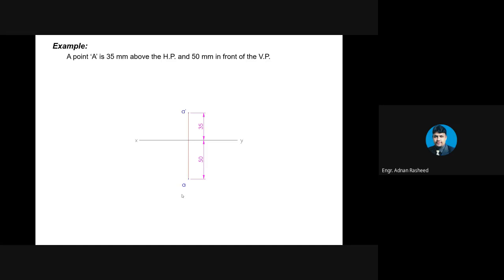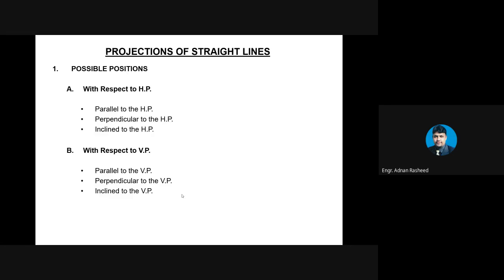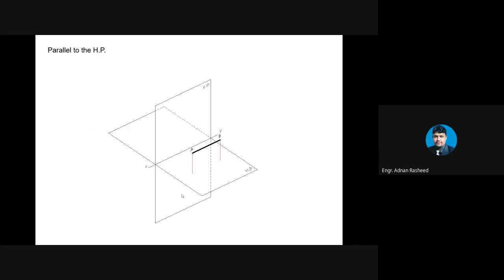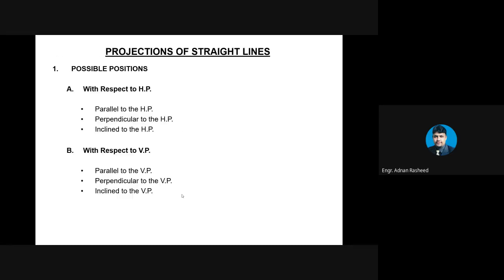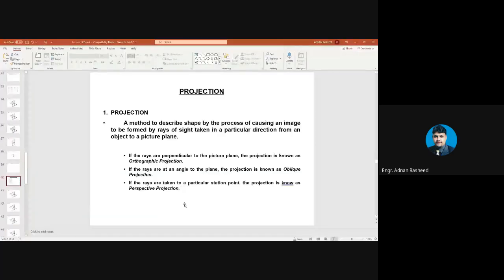So this was all about projection of points and their position with respect to the principal planes. In the next lecture, we will discuss the projection of straight lines. Remember that if you are clear about projection of points, then projection of lines will be easier for you to understand. So kindly clear all your confusions and get clear about the projection of points. If you have any question, you can ask me. Thank you.